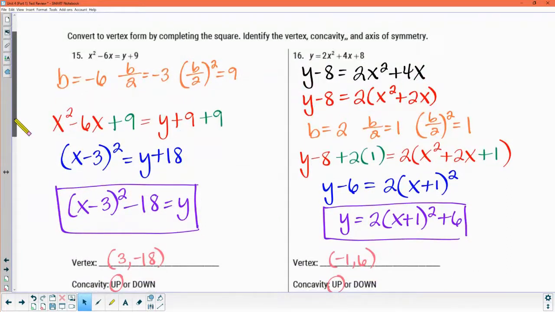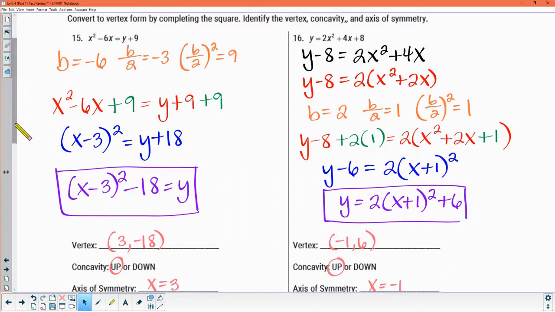For number 16, we have to do a little bit of setup. Remember, you want your x terms on one side by themselves. So I went ahead and subtracted 8 from both sides to make that happen. And then I noticed that my a is currently not equal to 1. A has to be equal to 1 for completing the square to work. So on the right-hand side, I'm going to factor out 2 from both terms. That leaves me with 2 parentheses x squared plus 2x.